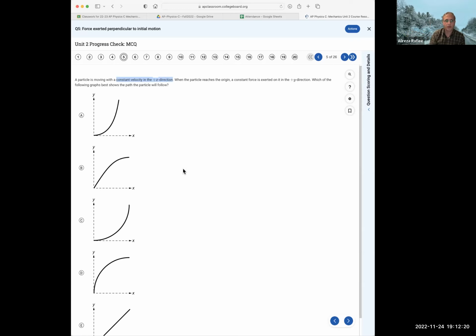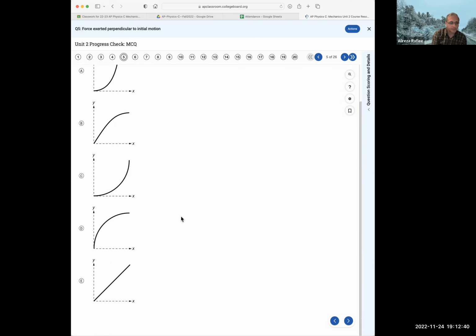What happened? From the origin, it slowly drifts away from the x-axis and follows a quadratic equation, perhaps. Or at least, in this case, you can say it's going to bend up. Okay, so it's not going to be like this. It's not going to be like this. Why not? This one is moving toward the y direction, and then there's acceleration toward the x direction. So this number D is not right.